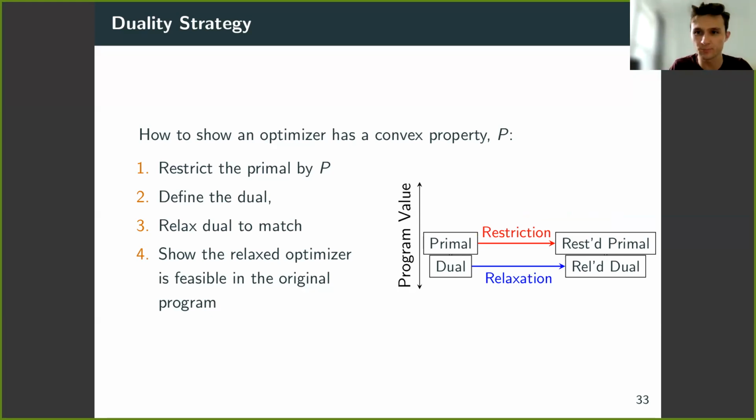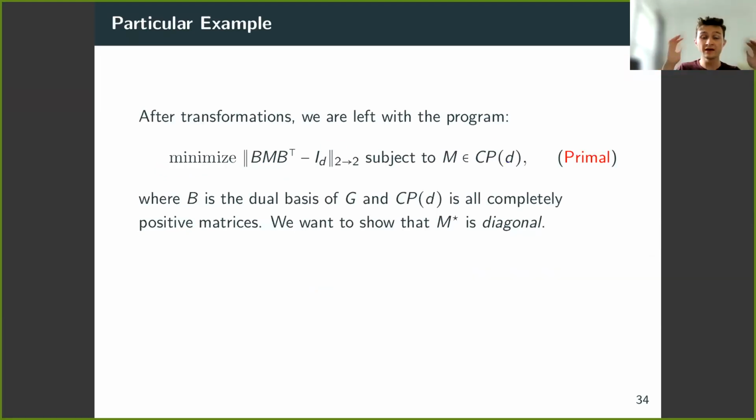Now I'm going to show you a particular example. There's going to be a lot of stuff on this coming slide. I want to warn you, but it's going to be okay. We're just going to focus on a particular part of it. We're not going to look at all of it. So we've got this convex optimization program somewhere deep in our proof. We want to show that there is an optimizer that is diagonal.